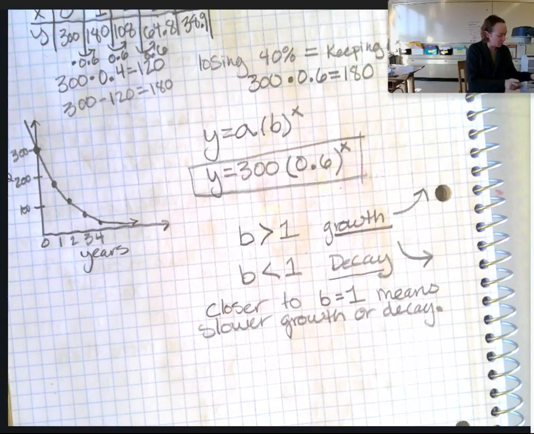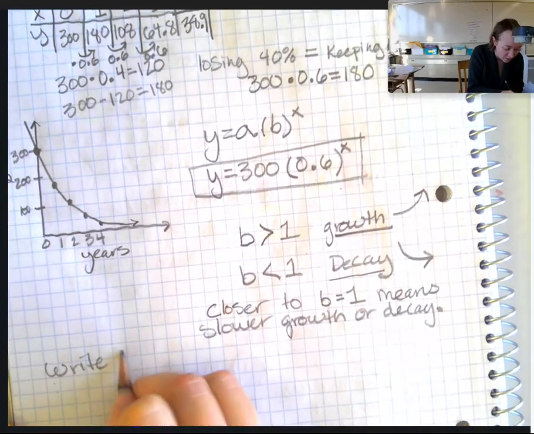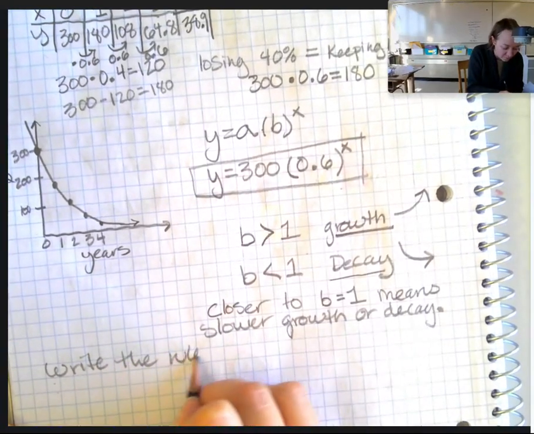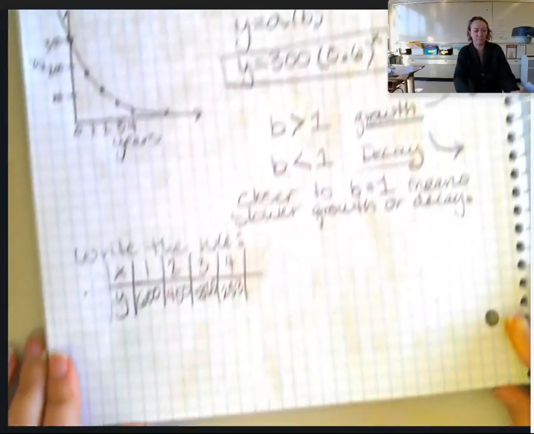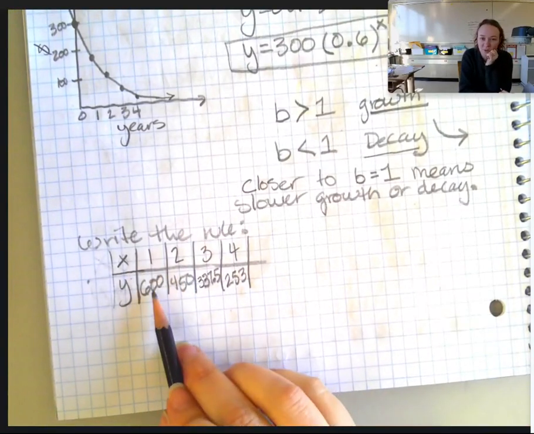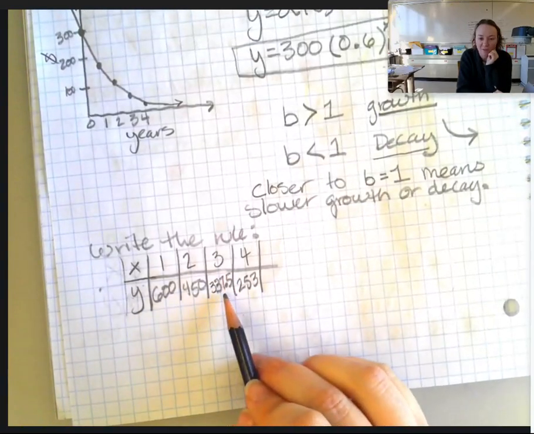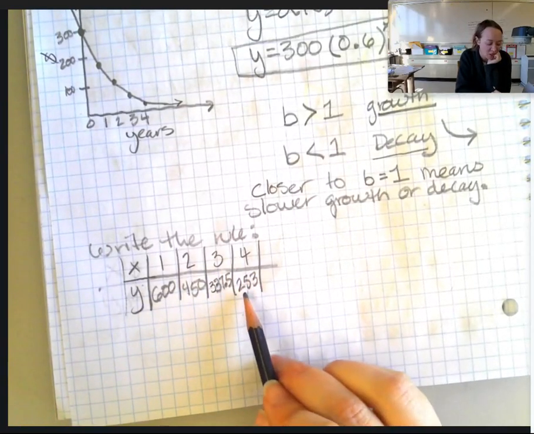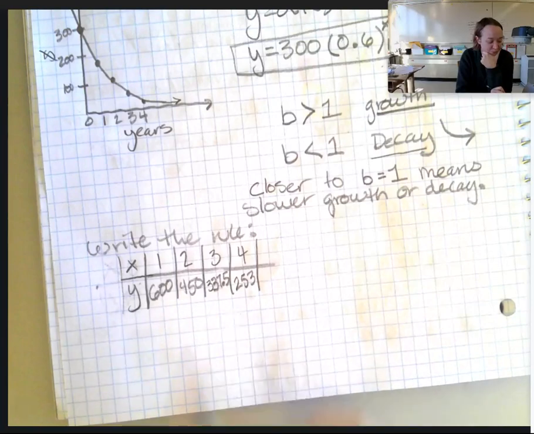All right, let's do another example. So let's say this time I give you a table and I want you to write the rule. All right, so I've given us a table. I've told us that on day 1, there's 600 of something. Day 2, 450. Day 3, 337.5. Day 4, 253. That might be a rounded number, but close enough.